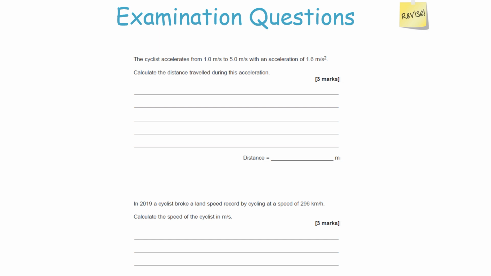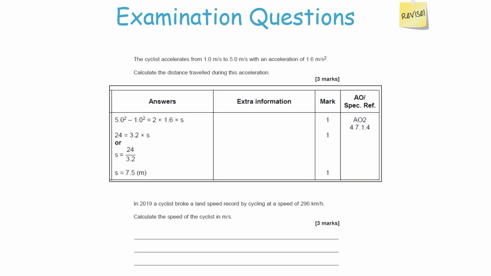Right, in this question, this first one, you've got the starting speed of 1, you've got the final speed of 5, you've got the acceleration of 1.6, and you want to work out what the distance travelled is. So what equation can we use? Well, we know that v squared minus u squared equals 2as, where v is the final velocity, u is the starting velocity, a is the acceleration and s is the distance travelled, or technically the displacement, but it's the same in this particular question. So the first thing you do is sub your numbers into your equation.